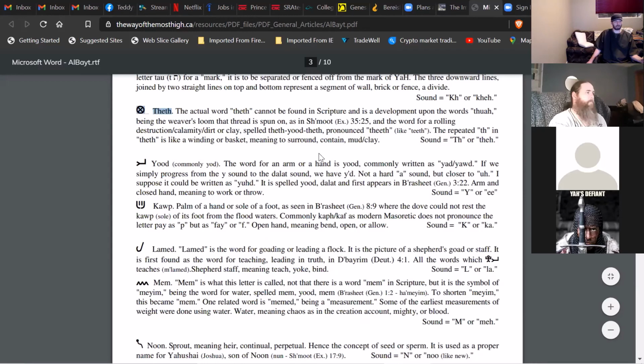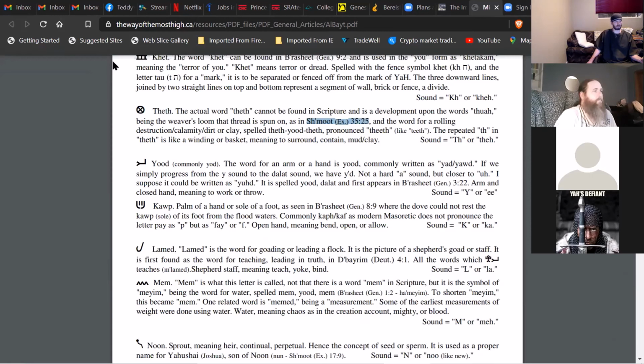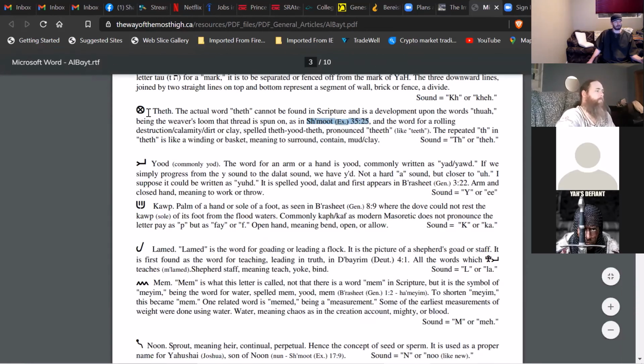And then Theth. Again, I pronounce the Theth as more like a TH as in teeth, but again, that's just my preference for trying to understand that there's two different letters in the Greek. One is tau and one is Thet. But in this case, the symbol is a circle with an X in it. This is kind of like the loom that a person would use, or basket weaving. Something that is spun like a wheel.